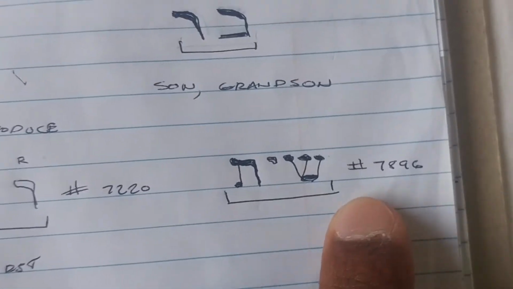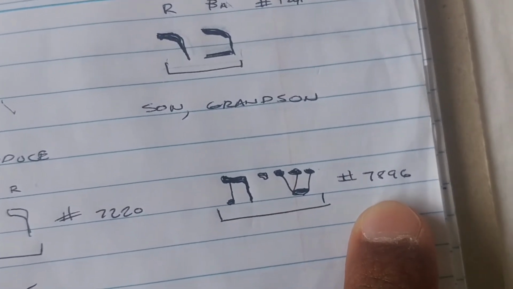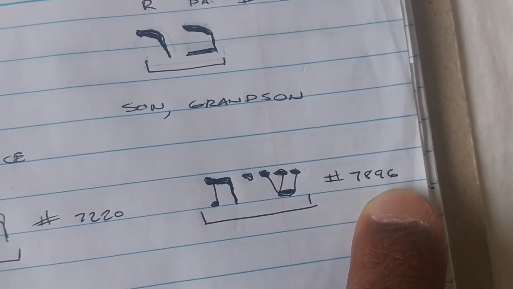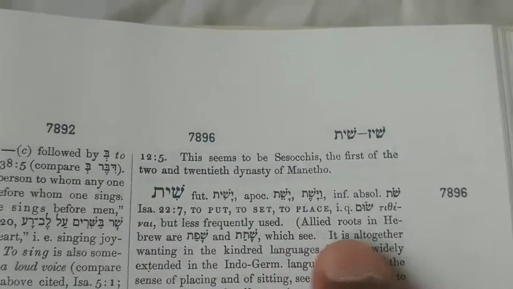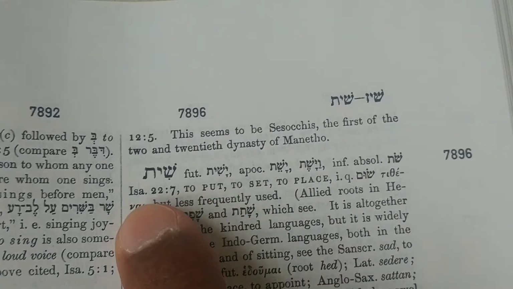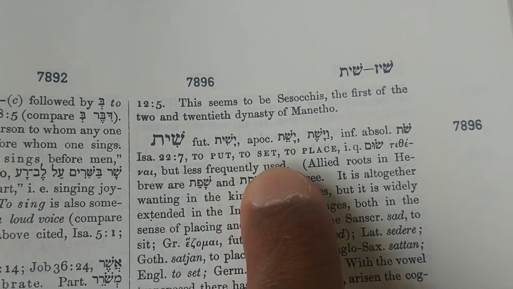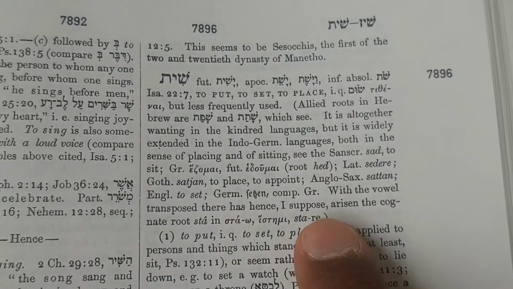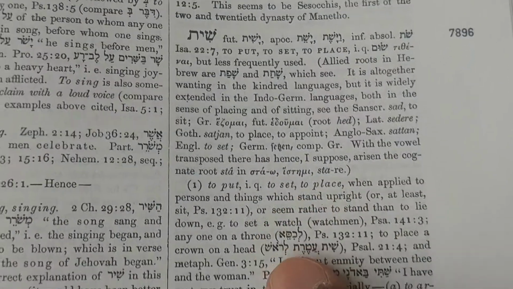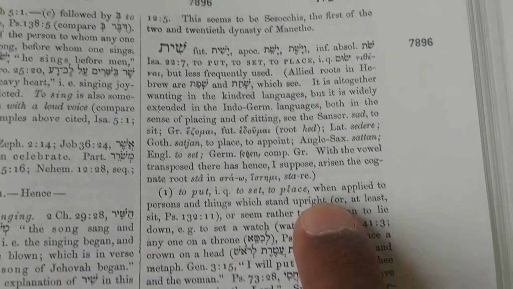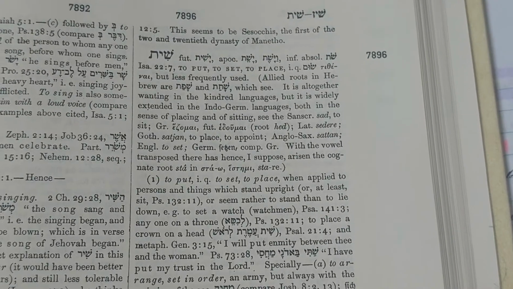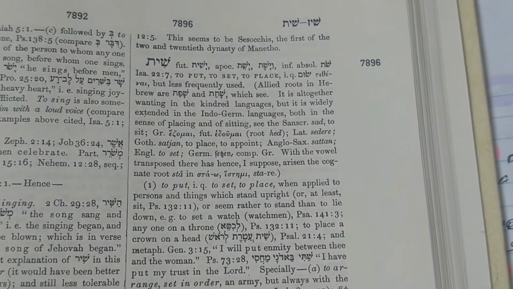Shayat. You can find this word in the Strong's Concordance at H7896. Shayat: to put, to place, to set. Okay, we also have to put, to set, to place. The Most High put the earth, and he set, and he placed it.